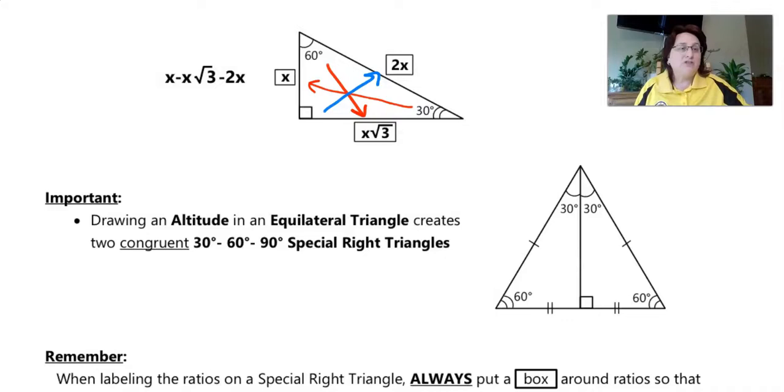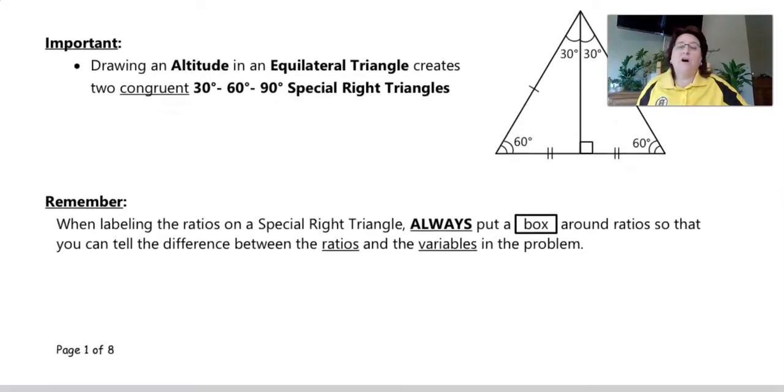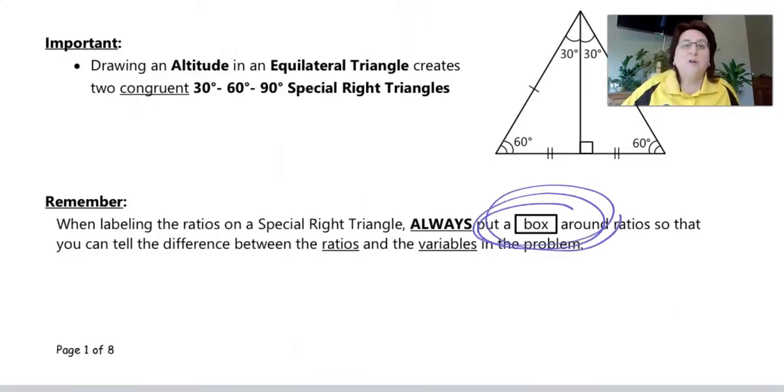Just as a reminder, always, always, always, if you want to get credit for your assignment, label your triangles and put a box around the ratios. You ready to dive in? Let's get this thing going. I'm going to do number 4 with you today, so go down and do number 4.